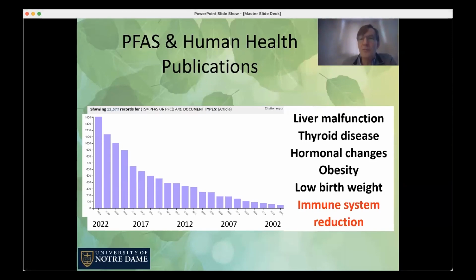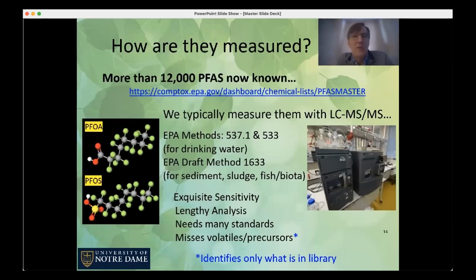So how are they measured? In general, they're measured by this wonderful instrument on the right called a liquid chromatography tandem mass spec. This is a sophisticated instrument, costs $250,000. They have run for 15 to 20 years now a standard method for drinking water that the EPA's had out, called 537.1, or a 533 method, which has a slightly different number of analytes, but between 20 to 32 analytes of these 12,000 compounds.